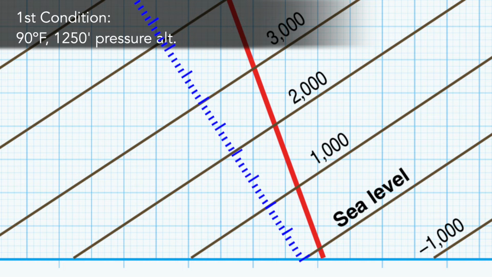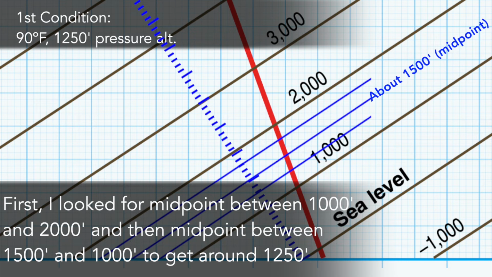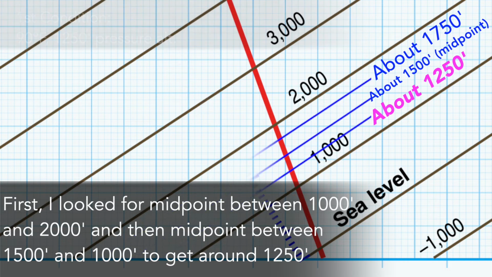Each of these thin blue lines represent 100-foot increments, so in aligning with them as much as possible, I attempt to find the spot. What I ended up doing here is to start by drawing the midway point between 1,000 and 2,000 feet. That line would be my 1,500-foot line. And since 1,250 feet is halfway between 1,500 and 1,000 feet, I drew a line halfway between there to find my spot on the graph to find the pressure altitude.